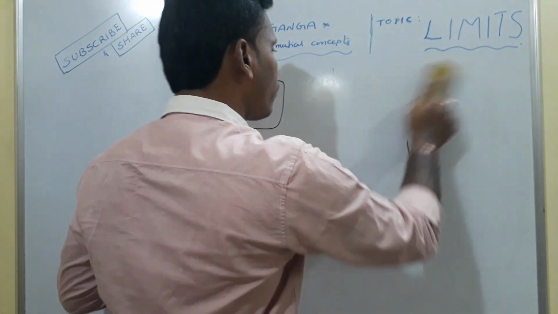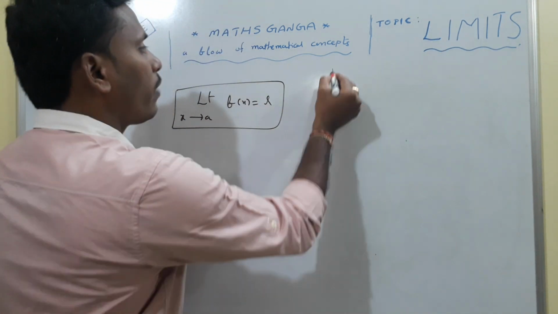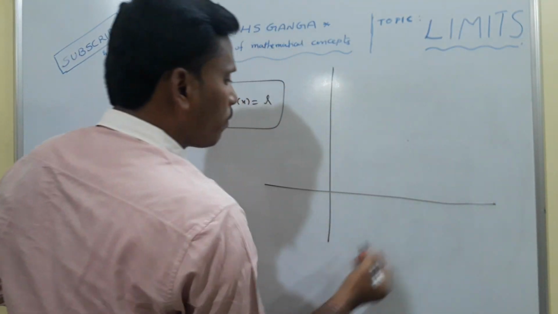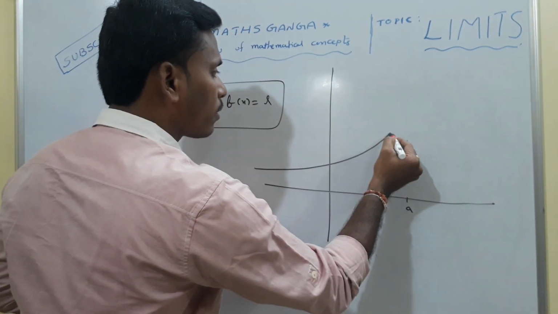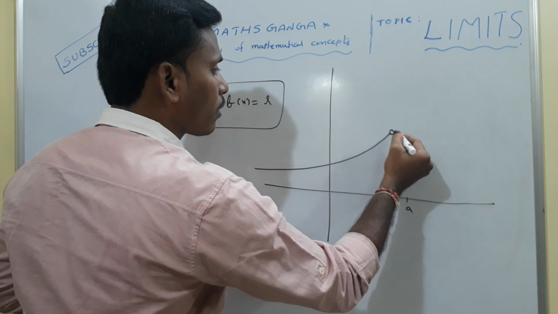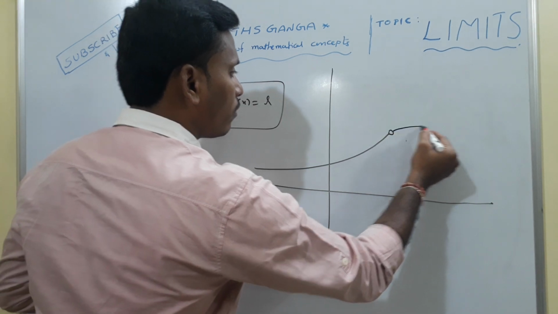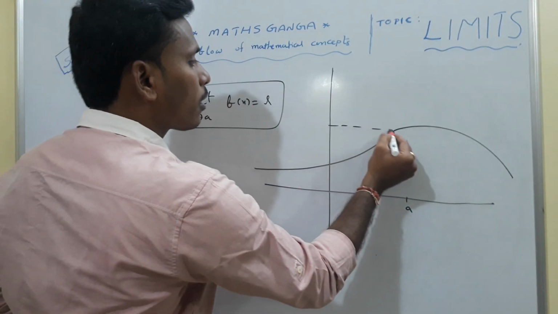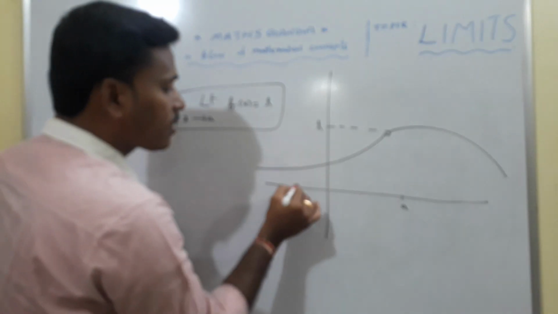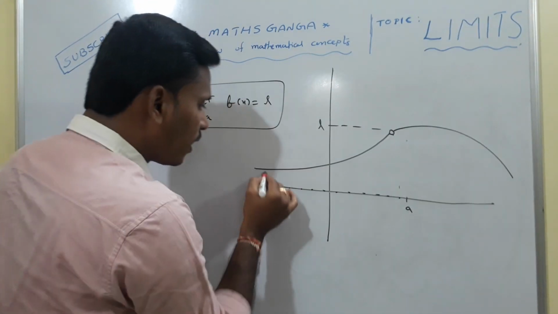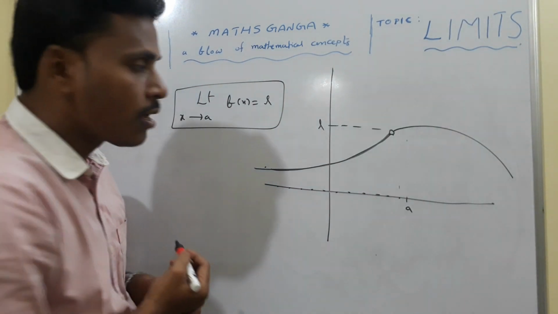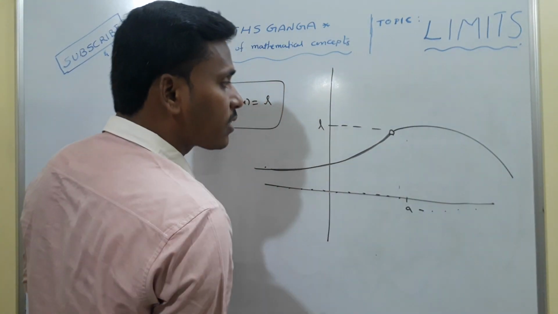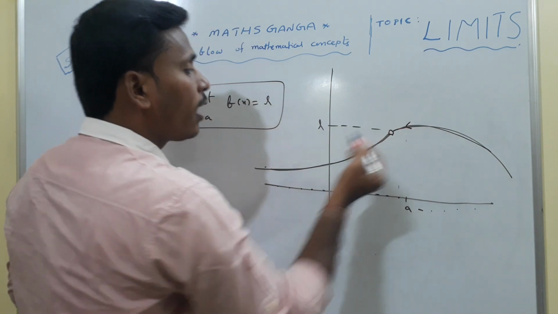This is one of the examples. And coming to another thing, the situation is sometimes different. Suppose this is the point A, and the graph is like this, and this corresponding point is L. As x is running towards A from the left side, the graph is running towards L of the y-axis. And as x is running towards A from the right side, again the graph is running towards L of the y-axis.